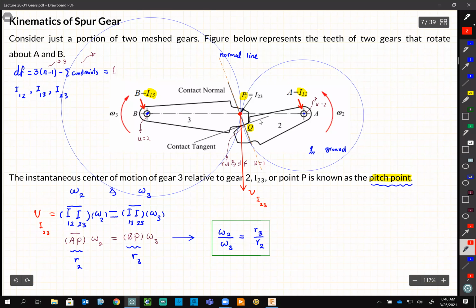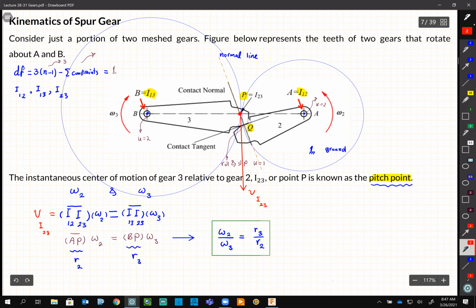Unless the 2 gears, they are loose and they are not meshing with each other properly. If they are meshing properly with each other, that point is rolling. Keep in mind that point P is rolling. And that point P, do not make a mistake, is not the point that they are in contact with each other. The point they are in contact with each other is point Q.